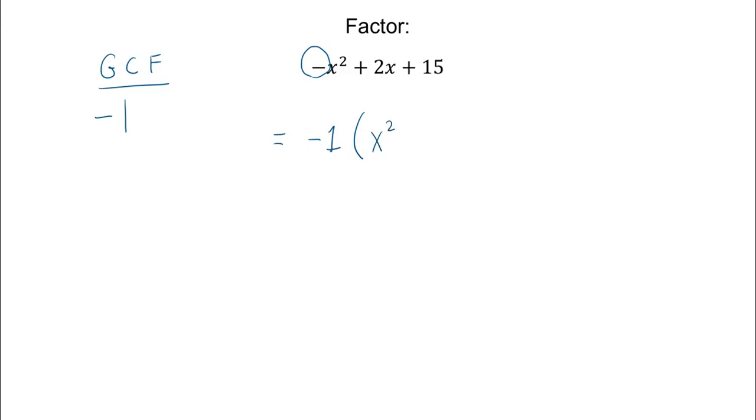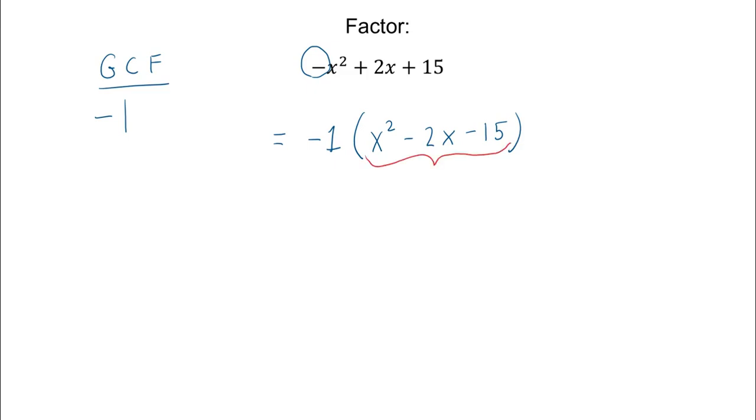When we factor a negative 1 from 2x, we're left with minus 2x. And when we factor a negative 1 from positive 15, we're left with a negative 15. So step number 1 is complete. We've factored out our GCF. Now we take a look at our remaining polynomial inside the parentheses and see if we can continue factoring that polynomial.